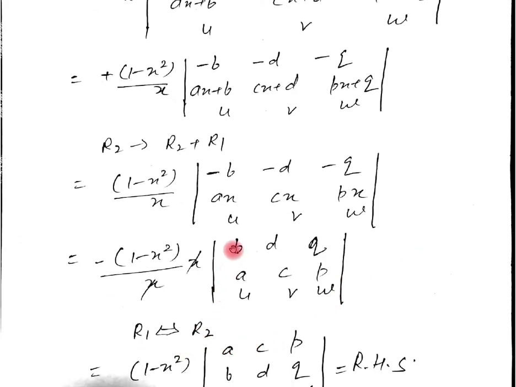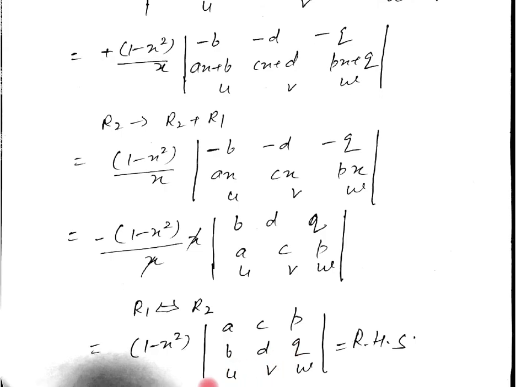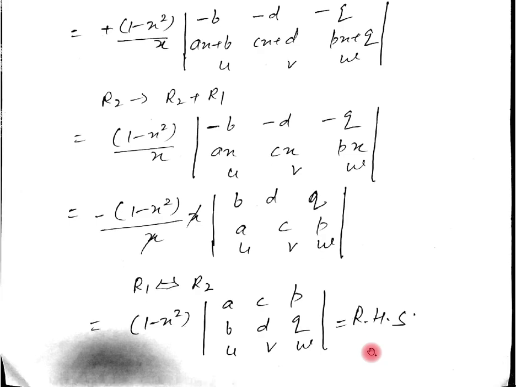Then interchanging these two rows. Again, when we interchange any two rows, our determinant will be multiplied by a negative sign. Now negative into negative is positive, so we get 1 minus x square. We are left with these two rows interchanged: a, c, p, then b, d, q, and u, v, w as it is, that is equal to your right hand side.